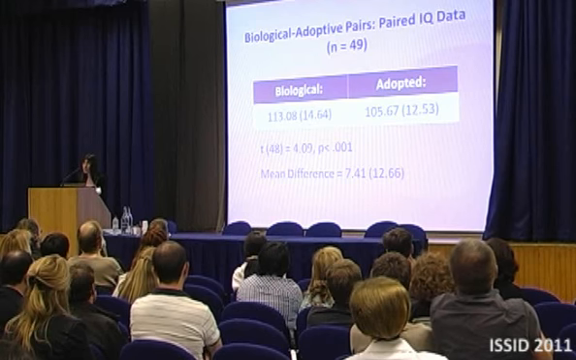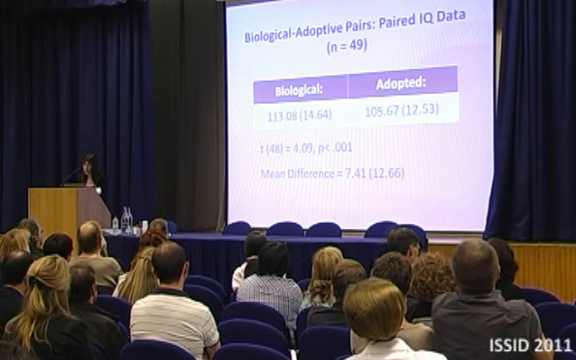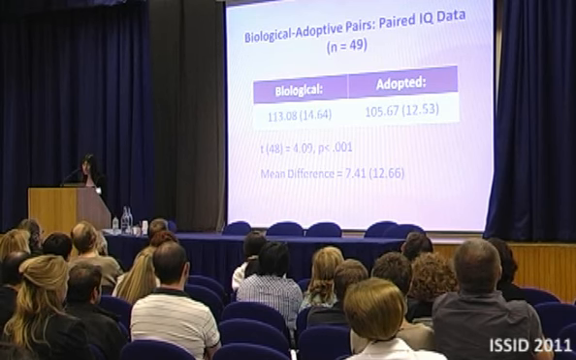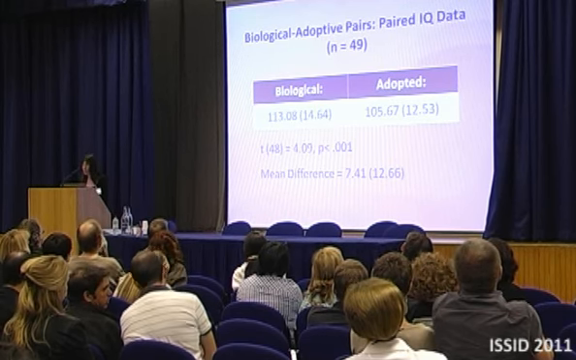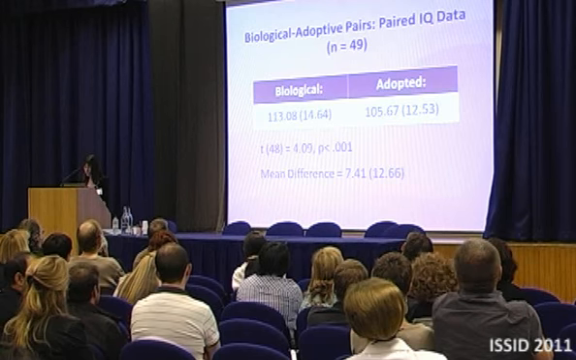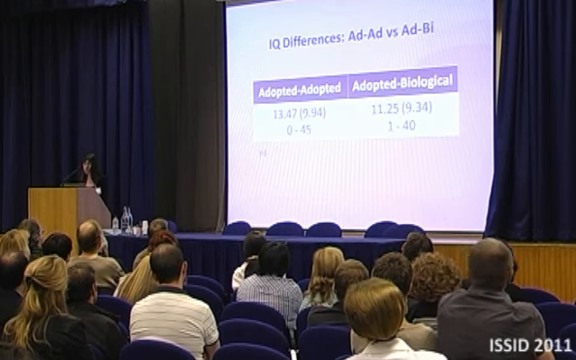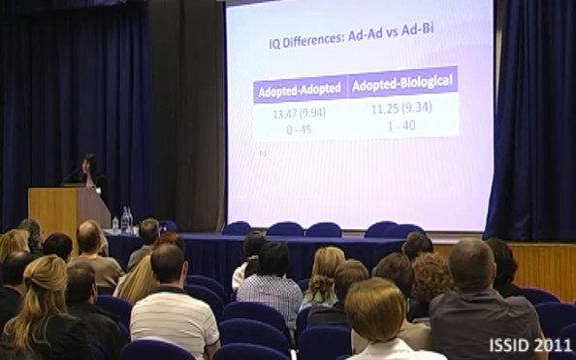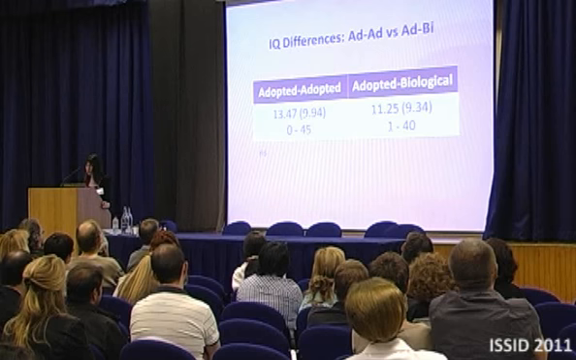Looking just now at the 49 biological-adoptive sets and looking at the signed IQ difference, that's 7.41, and the biological children have an IQ of 113, the adopted of 105.6. These are just the within-pair differences for the non-signed difference, the absolute difference: 13.47 for the adopted-adopteds and 11.25 for the adopted-biological.